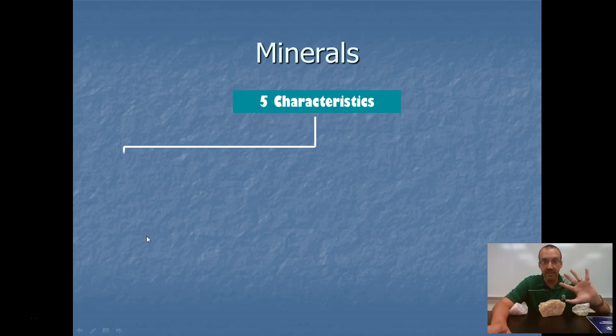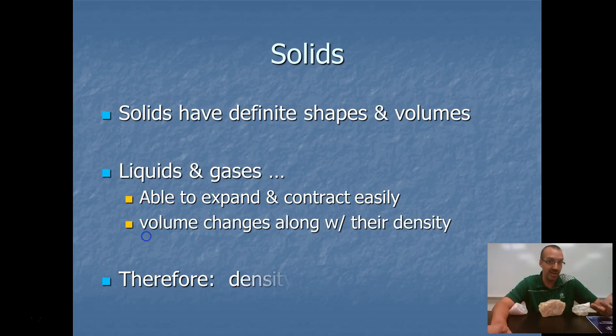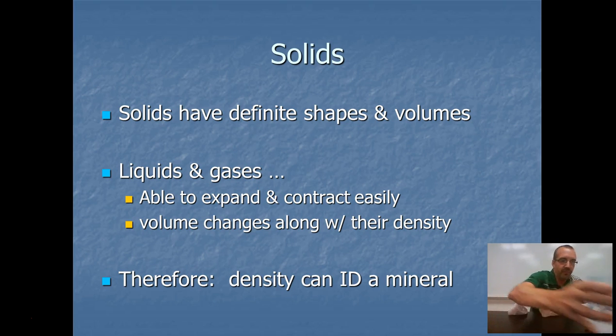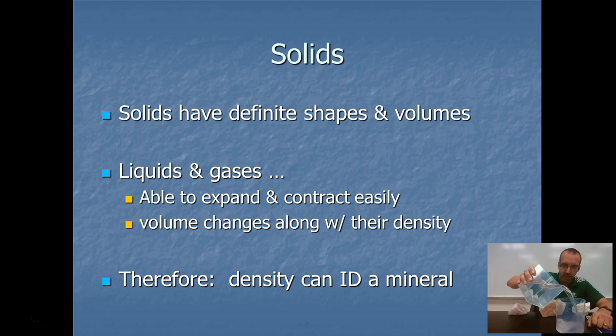The first of 5 characteristics that you'll need to know is that a mineral is solid. It can only be a solid. If it's a gas or a liquid, then it can't be a mineral. The reason is because solids have definite shapes and volumes, unlike liquids. I have water in this cube-shaped container, and here I have a cylindrical shaped container. If I pour from the cubic shape into the cylindrical shape, wouldn't you know it, it takes on a cylindrical shape.